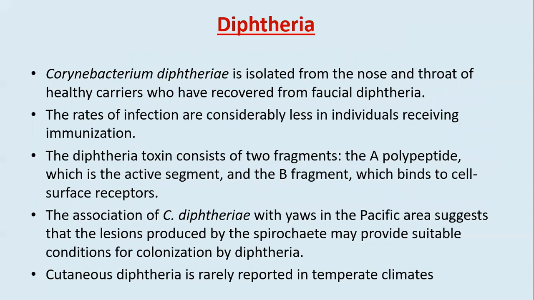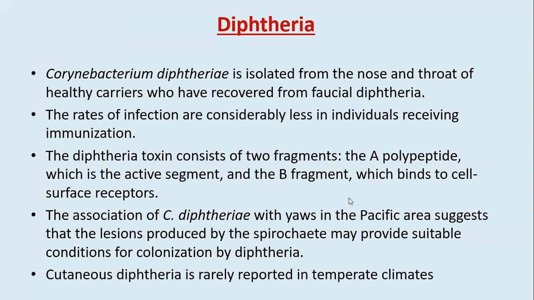So diphtheria is mainly a disease of the upper respiratory tract. It is caused by Corynebacterium diphtheriae, and it is isolated from the nose and throat of healthy carriers who have recovered from faucial diphtheria. The rate of infection is considerably less in individuals who have received the immunization. Diphtheria toxin consists of two fragments, an A polypeptide, which is an active segment, and a B fragment, which binds to the cell surface receptor.